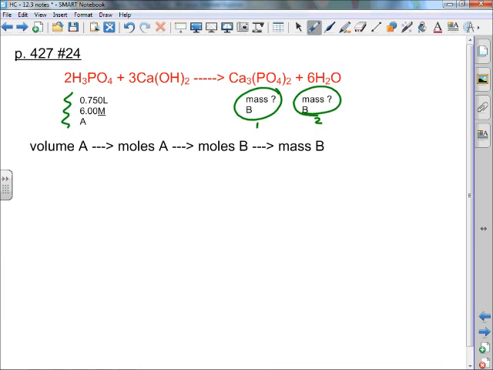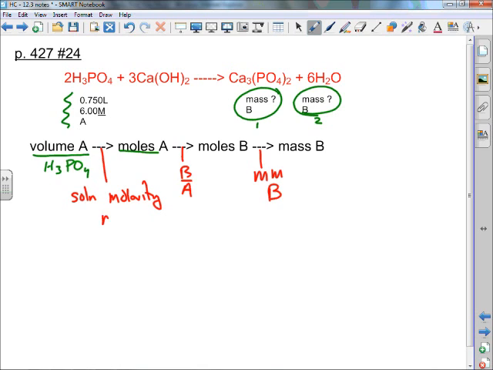So here's what we got. We got the volume of H3PO4. We need to change to its moles. Then we need to change to the moles of calcium phosphate and then the mass, or water for both problems, right? So moles of A to moles of B, that's easy. B over A. Moles of B to mass of B, molar mass of B, that's easy. Well, how do we go from volume of A to moles of A? Well, we're dealing with a solution, so we use molarity. How many moles per 1 liter? Here's our conversion factor. So we use molarity just like we use molar mass. And we solve our problem.